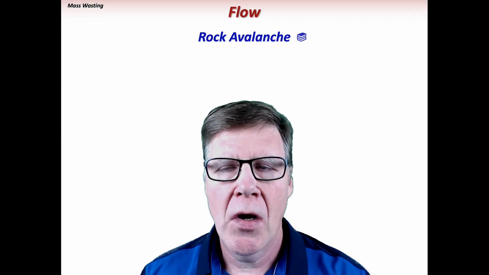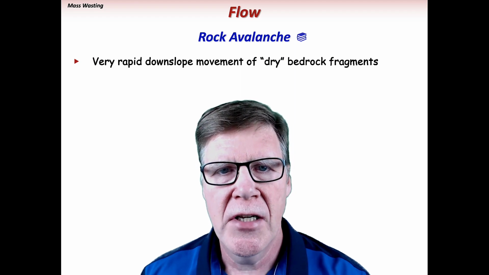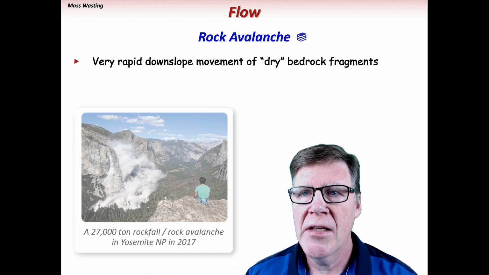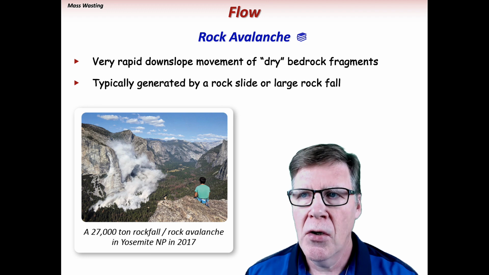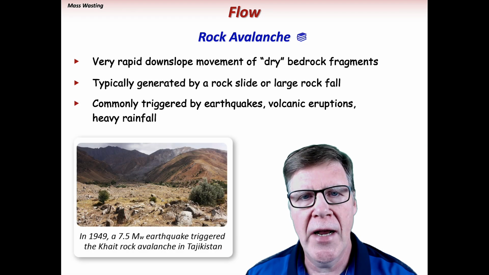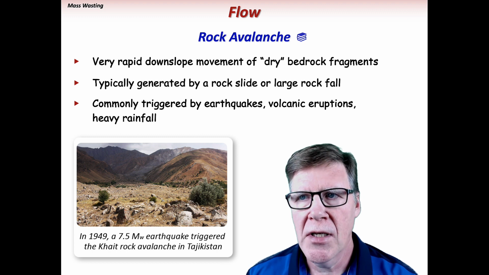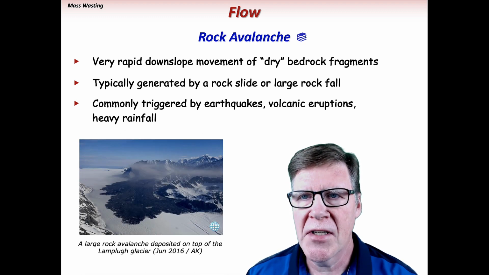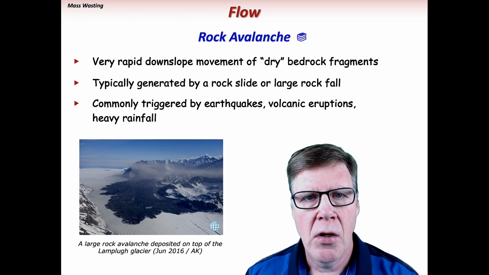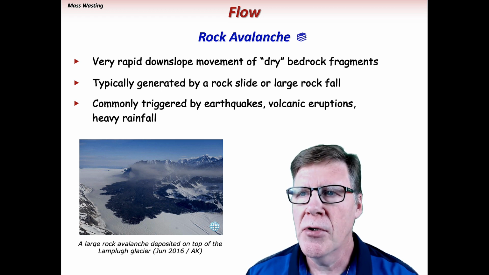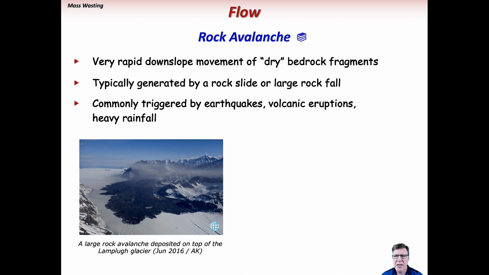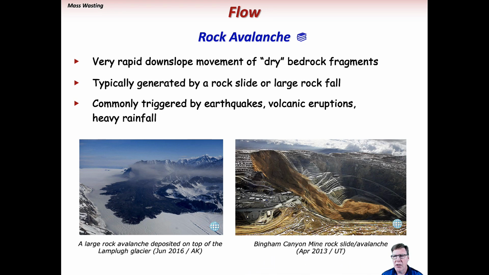Rock avalanches are the very rapid downslope movement of dry bedrock fragments. These are typically generated by a rock slide or even a rockfall and are commonly triggered by earthquake activity, volcanic eruptions, or heavy rainfall. In 2016, this large rock avalanche was deposited on top of the Lamplugh Glacier in Alaska. A spectacular rock slide avalanche occurred in 2013 in the Bingham Canyon Mine in Utah. Incredibly, no injuries occurred during this event due to ground monitoring studies by Kennecott Copper.